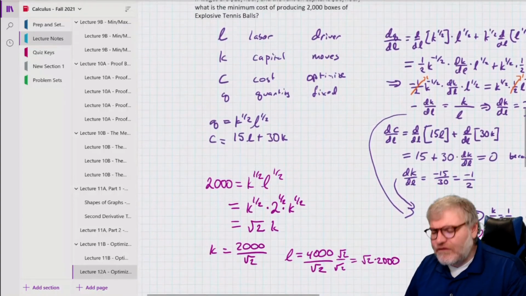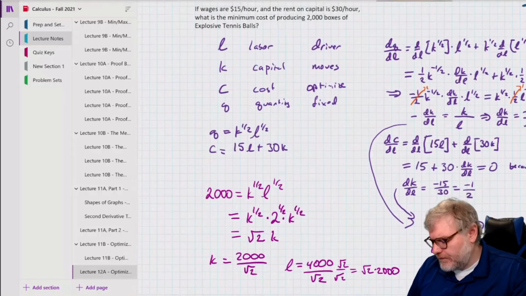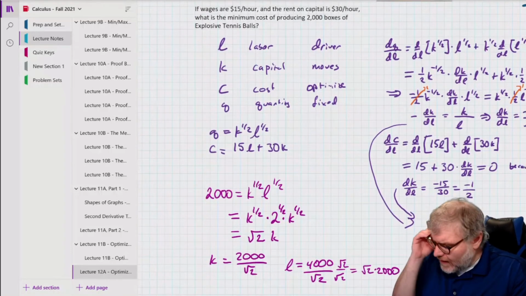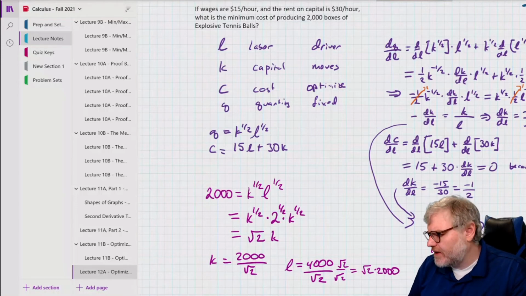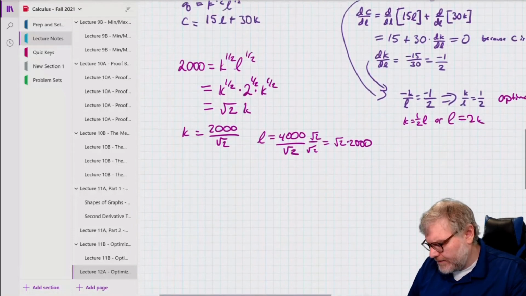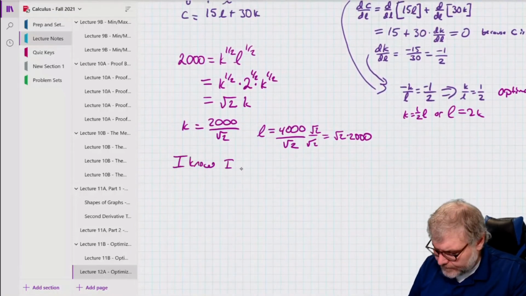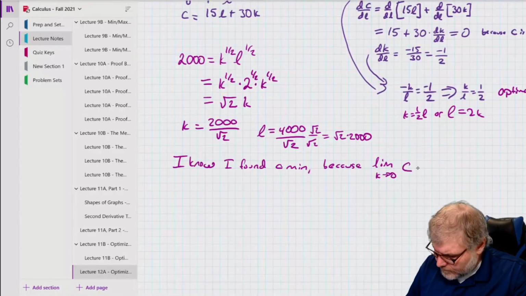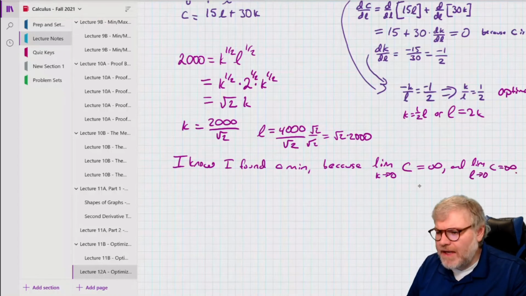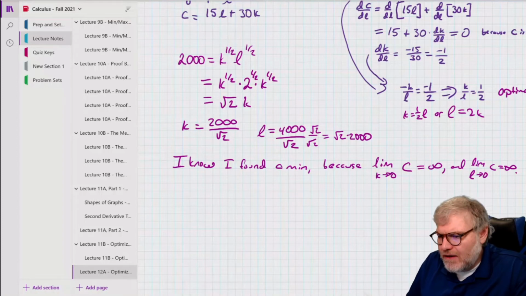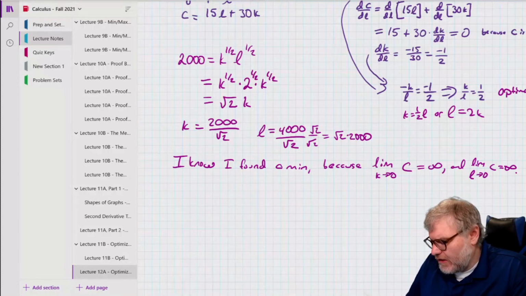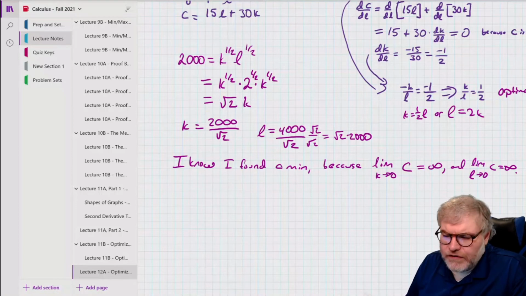Okay, now I have to make an argument that I minimized. Well, I could still do a first derivative test. It looked messy, but I could. Or I could just make an endpoint argument. So here I'm making just a simple input argument that if I take k to 0, my costs go to infinity, and if I take L to 0, my costs also go to infinity.